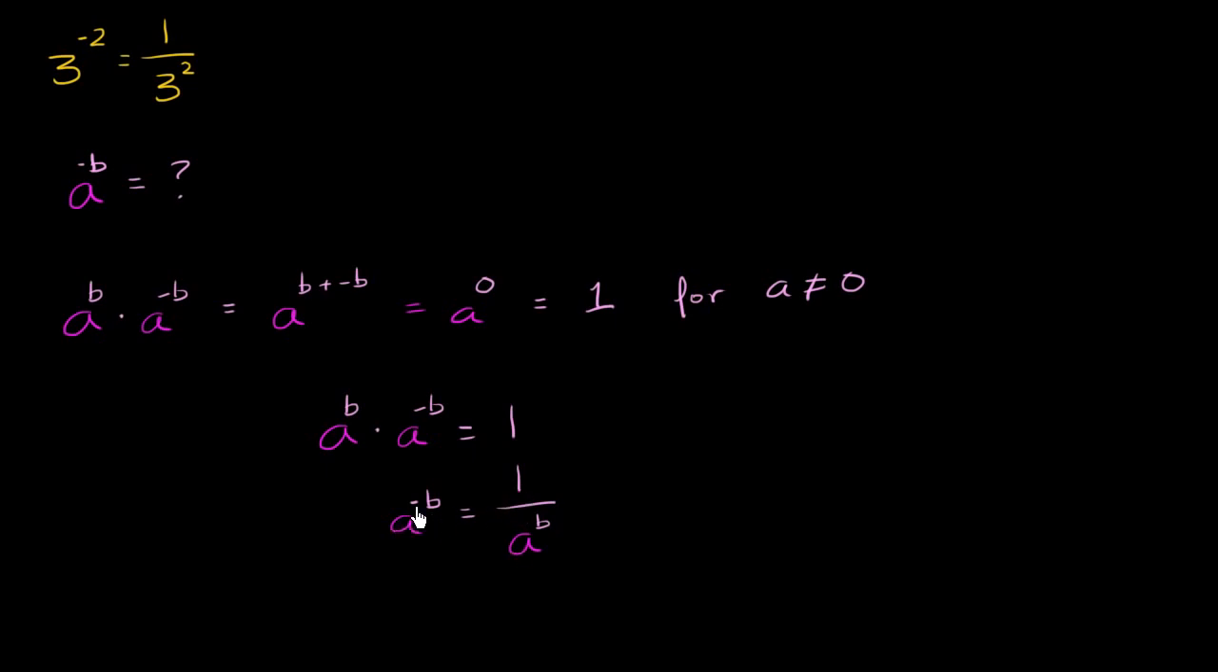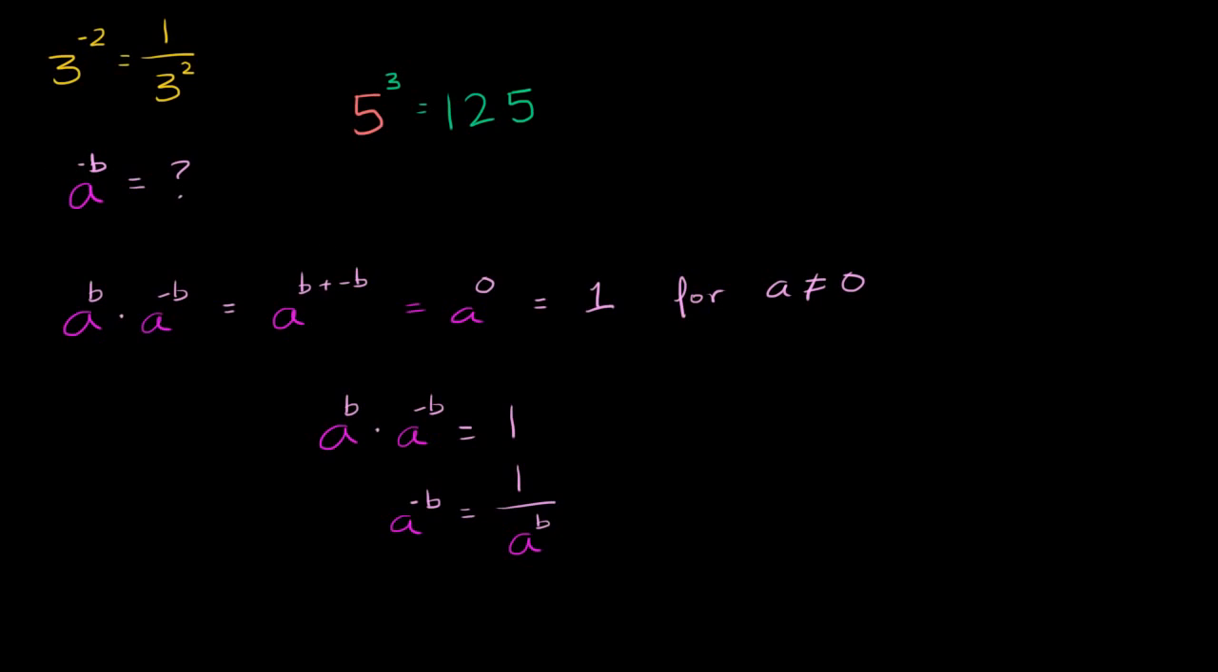But now that we've seen this is true for any non-zero a and any b, let's actually do some examples. And let's think about the size of these numbers. So for example, if I were to take 5 to the 3rd power, we know that's 5 times 5 times 5, which is equal to 125. It's a reasonably large number.